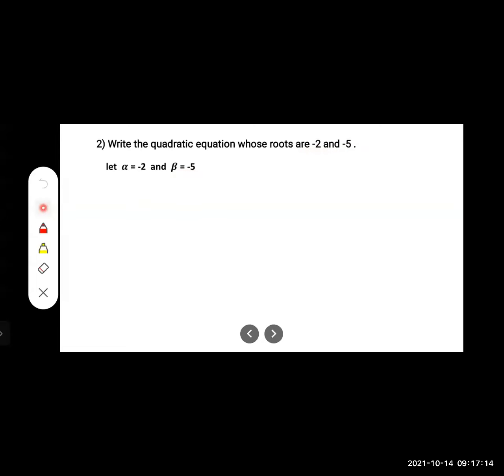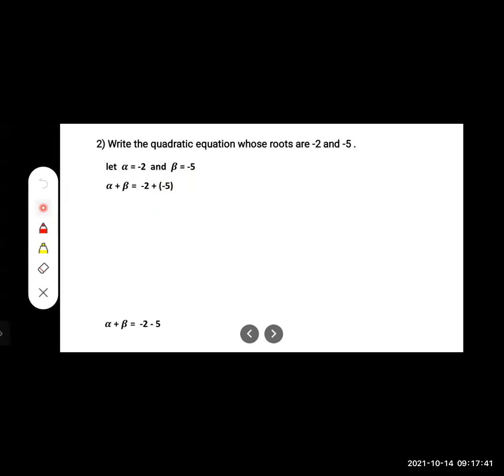Is it clear, children? And then, see, what we are supposed to find out first, alpha plus beta equal to minus 2, you write as it is. Because here plus is there. So I am writing plus over here. And instead of beta, I am substituting here minus 5. Because two signs are next to each other, no? So that's why I have put it in a bracket. Clear, children?